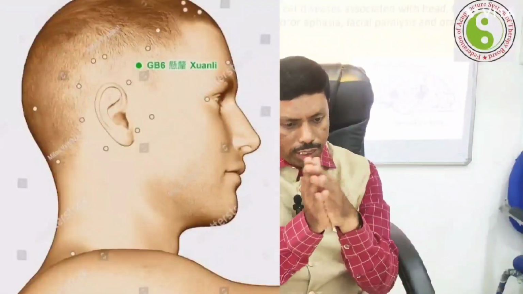So hopefully we have seen the posterior oblique line of the vertex, then the anterior temporal line. So now you just keep it in mind, some of the points are very important here. Now, the anterior temporal line. There are points, you remember Hanyan and Xuanli. Hanyan is GB4, Xuanli is GB6. So midway between these 2 lines, we are able to treat conditions related to the head, face and neck region, including migraine, motor aphasia, facial paralysis and oral cavity diseases.